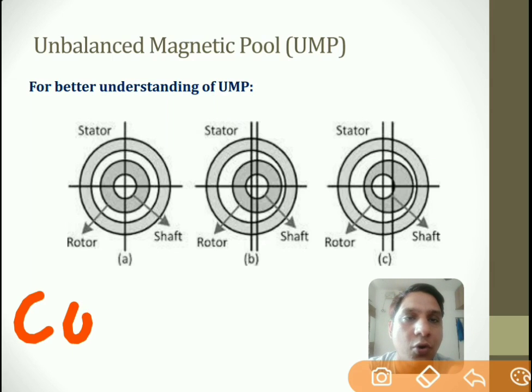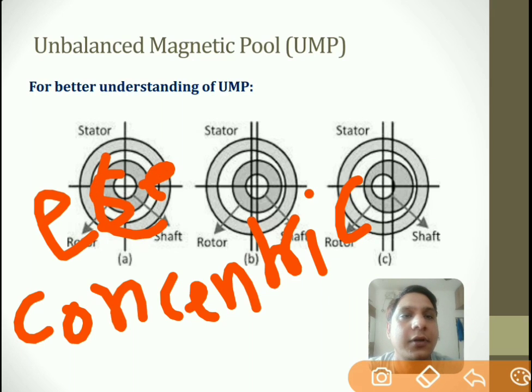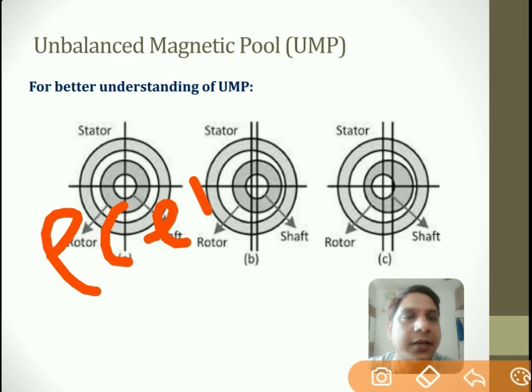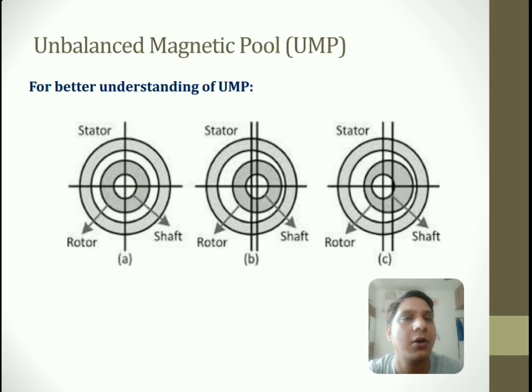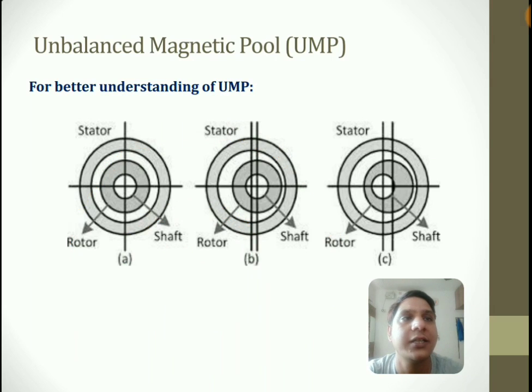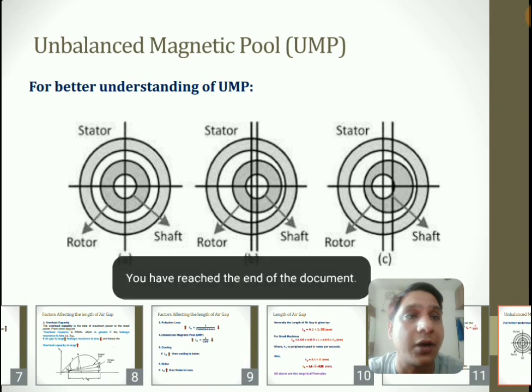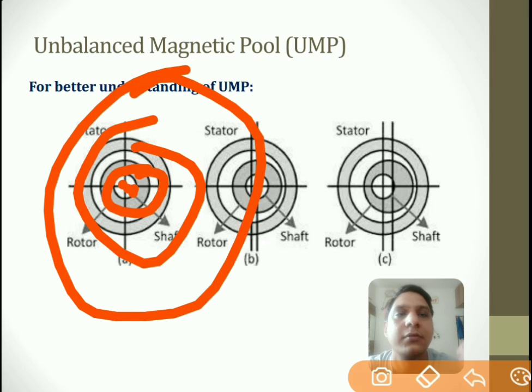There are two words, in fact. One is called concentric. Other is eccentric. Concentric and eccentric, these two words are important to understand this. Generally, see, you need to understand the shaft of the motor, then the rotor part of the motor and the stator part, all these three. Whenever I'm thinking of an induction motor, a shaft I will consider, then a rotor, and then a stator part. Generally, these three, shaft, rotor and stator of the motor, are concentric, means they are aligned across the same center point.